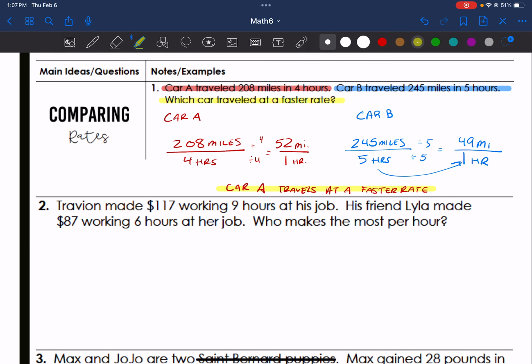I want you to try number 2. Now keep in mind, we took notes last class where we said money goes on top. So in our fractions, the numerator or the denominator, money always goes in the numerator. So that can help you set up your problem so you know you're getting it to the correct unit rate. Go ahead and pause the video so you can try number 2.